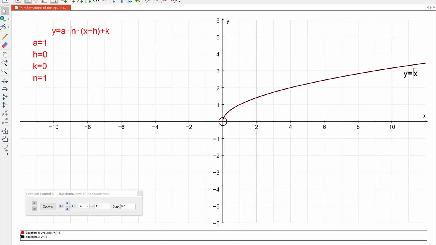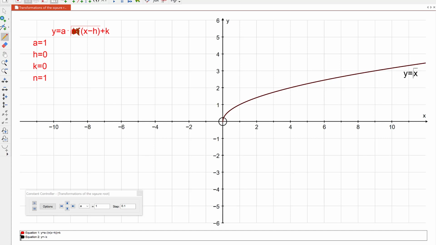So first thing to note here is at the moment I'm looking at the graph of y equals the square root of x. I've got a red graph here which is actually sitting underneath that black graph, and we'll adjust it, which is a more complicated version of the equation. It is a times the square root of n times x minus h plus k. Now for now we haven't thought about n at all, and that's where I'm going to introduce that in a minute. So for now let's forget about n.